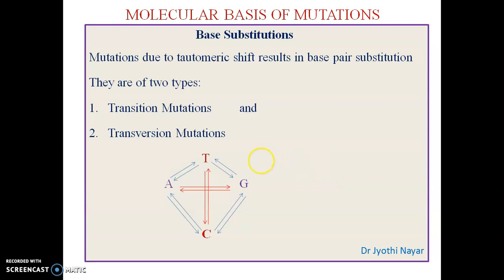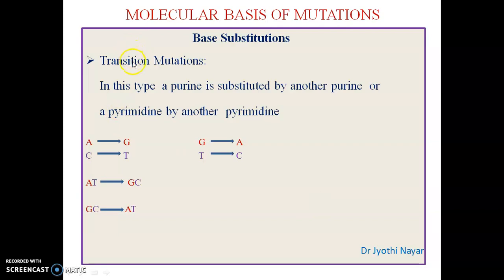The next type is the base substitution. Tautomeric shifts usually result in base pair substitution. These are of two types, the transition mutation and the transversion mutation. Transition mutations are of 4 types, whereas the transversion mutations are of 8 types. Transition mutation occurs when a purine is substituted by another purine or a pyrimidine by another pyrimidine.